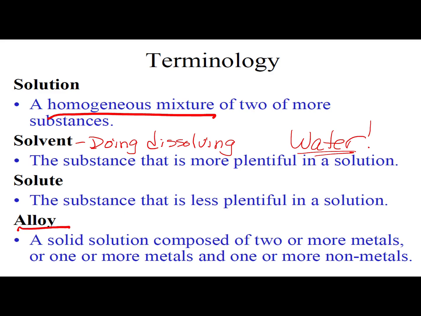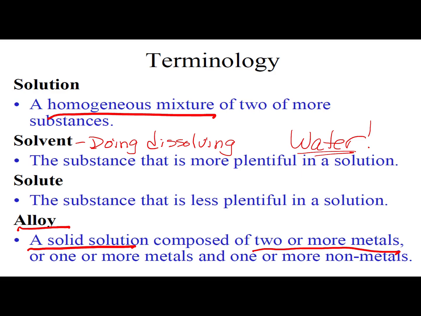An alloy is going to be a solid solution. It is two or more metals. It's a mixture, really. One or more nonmetals, but usually one or more metals. Our solution will never separate as long as the pressure and the temperature remain constant.